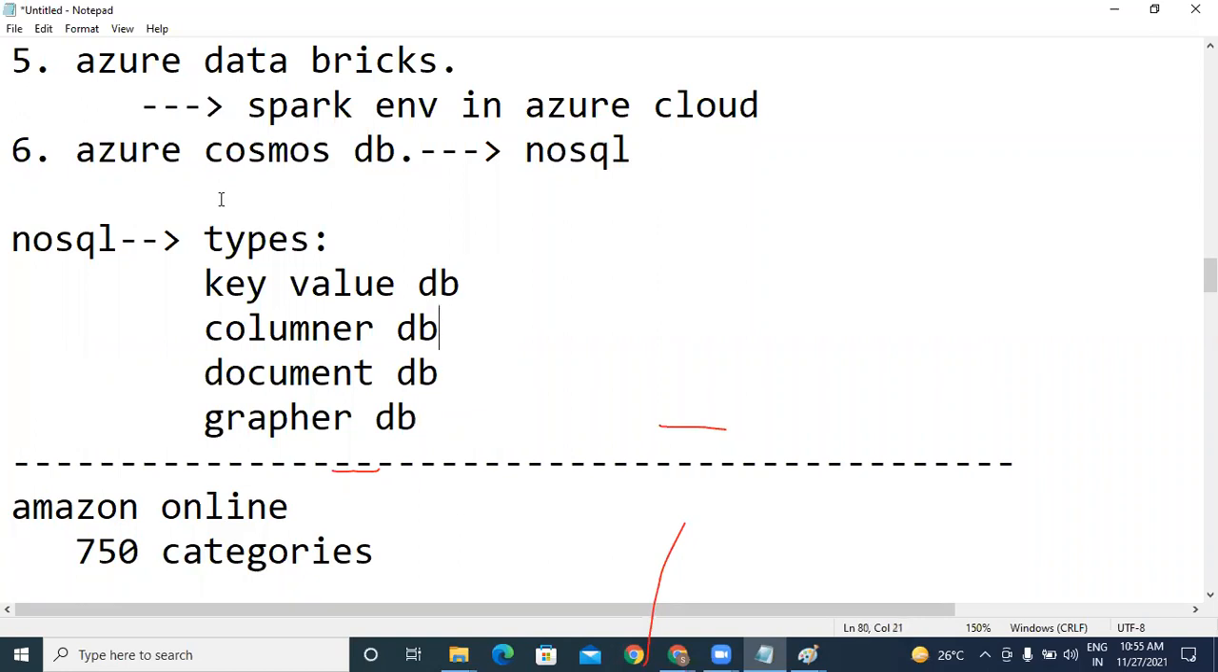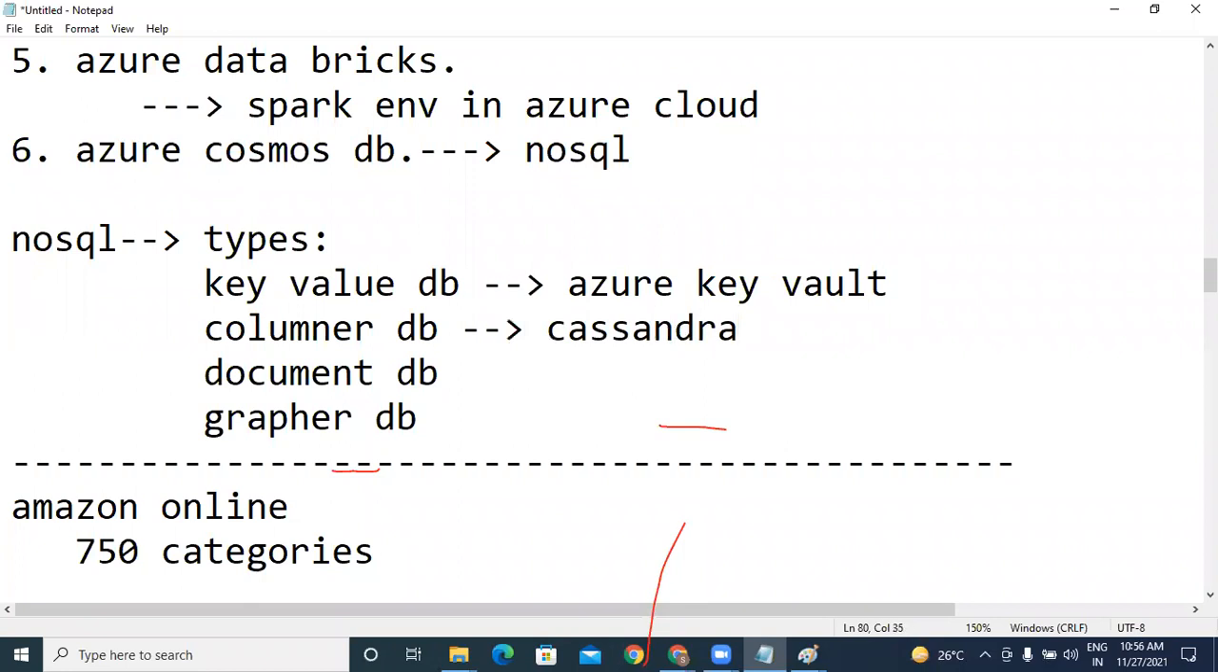In Microsoft, we have Azure Key Vault. This is also one of the products we use in data engineering. Even an ADF developer uses Azure Key Vault. We have this inbuilt product in the Azure cloud. The previous list I forgot to mention. If it is columnar databases, the popular ones are like Cassandra. If it is graph, Neo4j. These are the popular databases.